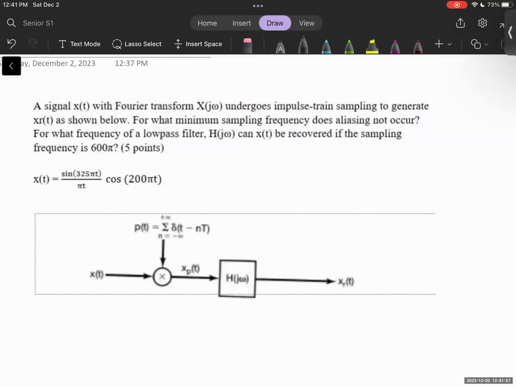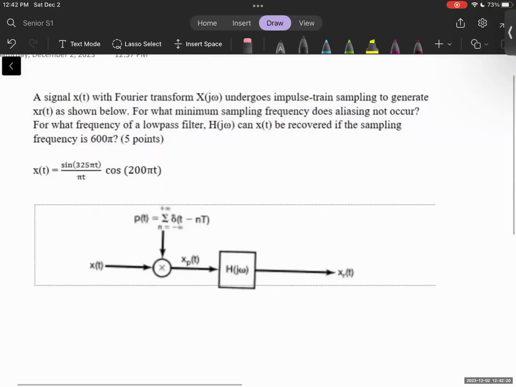So the way we approach the first part is we need to find what our maximum frequency in the function is. So the way we do that is, I'm having a brain fart here. Fourier, yeah. So we're going to use the Fourier transform, and then we're going to find the maximum frequency based off of that.